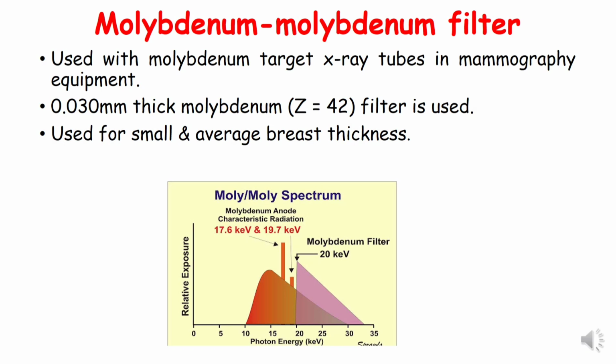Now here in this graph, a molybdenum target with a molybdenum filter is used. In this graph, we can see the target produces characteristic radiation of 17.6 keV and 19.7 keV. That is shown in orange color. Now we have to remove the radiation with energy above 20 keV. So a molybdenum filter that has a K absorption energy of 20 keV is used.